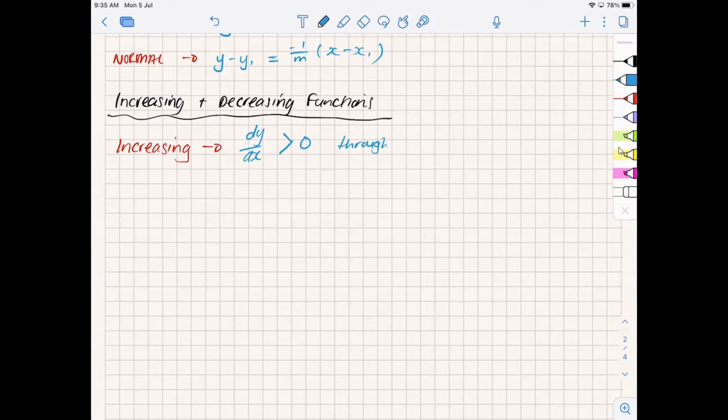Throughout the interval, right? Because remember, a function can go up and down and up and down, and this will give you a certain interval where it is increasing. And we can say the same thing for a decreasing function. A decreasing function is where the y values are getting smaller and smaller, and that just corresponds to a negative rate of change, in other words, where dy by dx is less than 0, throughout the interval as well.